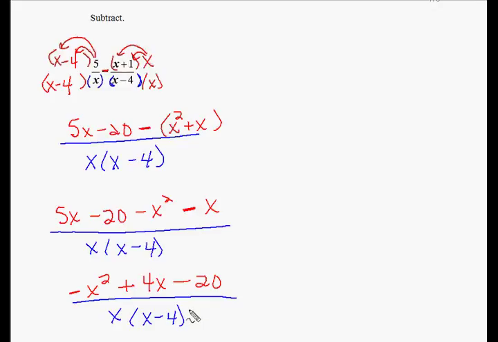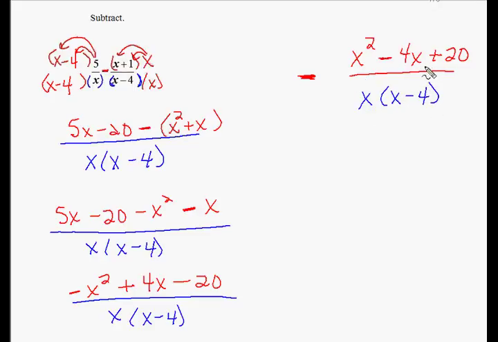Fractions, factor, factor, fractions. So I'm going to factor out this negative sign. I'm going to come over here and write that for you. And now my fraction just has a negative sign sitting out in front of it. And that changes the numerator to all a different sign. So that x squared now is positive, that 4x is now negative, and that 20 is now positive. The denominator is still x times x minus 4.